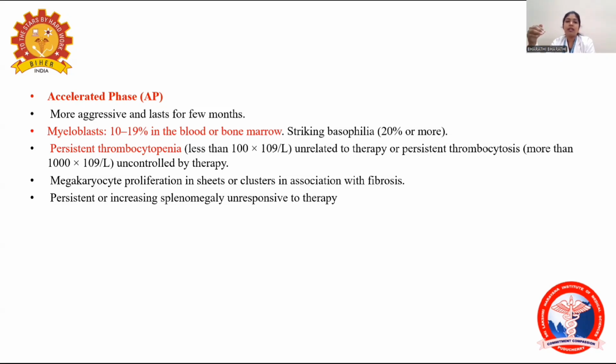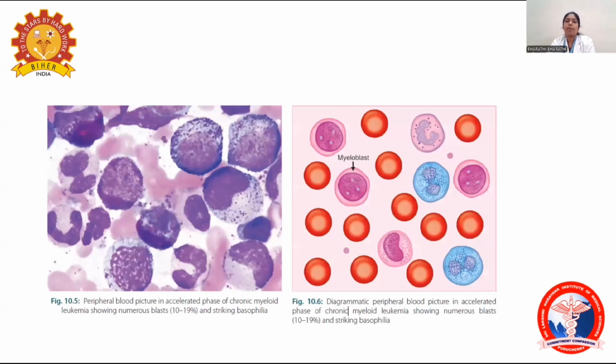And the patient will have persistent thrombocytopenia or persistent thrombocytosis. Either the patient will have thrombocytopenia or the patient will have thrombocytosis. And there is megakaryocyte proliferation in sheets or clusters, which is in association with fibrosis. And persistent or increasing splenomegaly, which is unresponsive to therapy, can also be seen in the accelerated phase.